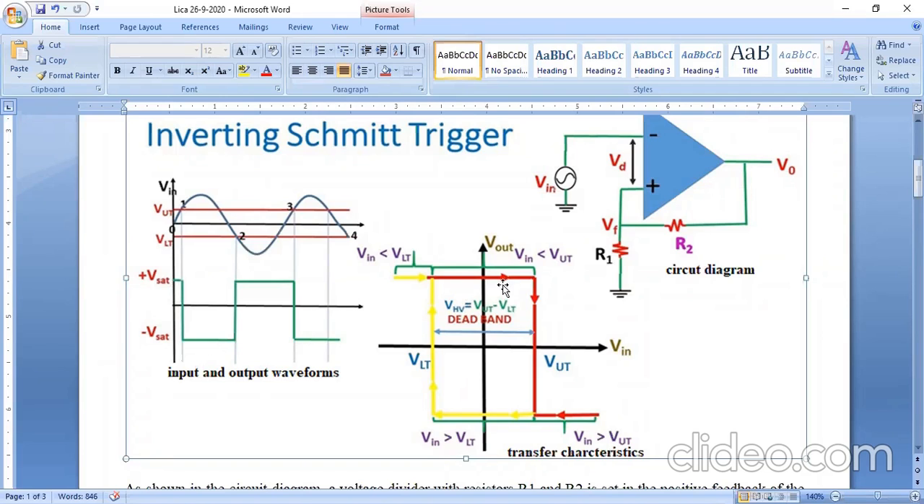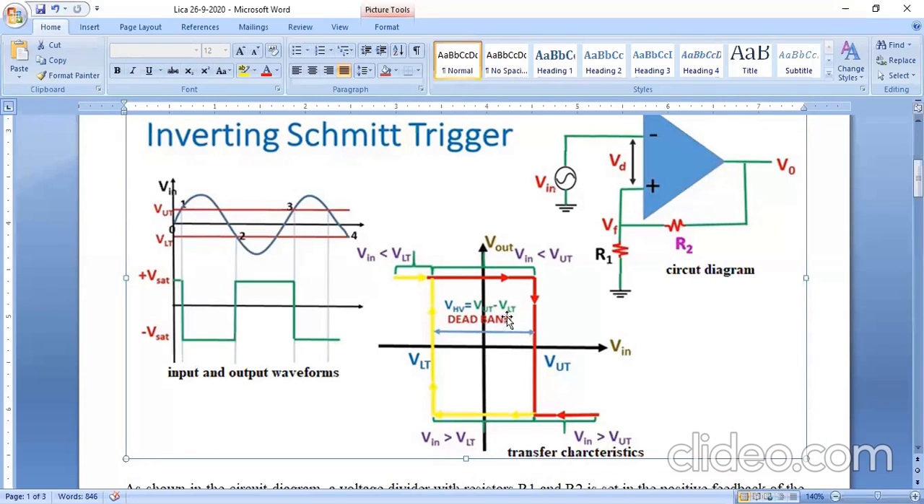Okay, if we analyze the behavior of the inverting Schmitt trigger through this particular transfer characteristic, what does this transfer characteristic mean? It shows the behavior of the performance characteristic with respect to variation of output voltage. On the y-axis we have output voltage, on the x-axis we have input voltage. That means the transfer characteristic always represents the behavior of output voltage variation with respect to input.